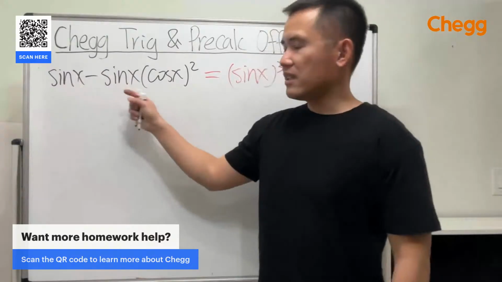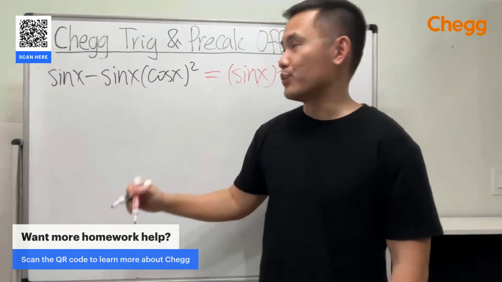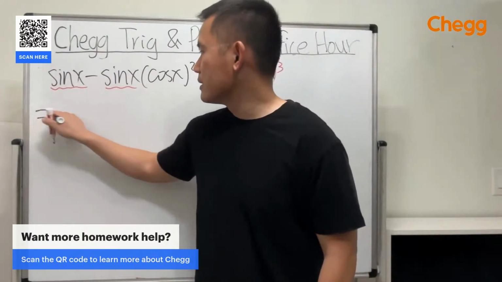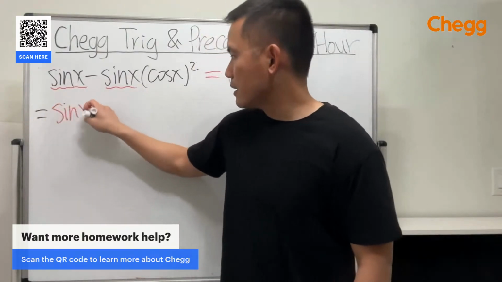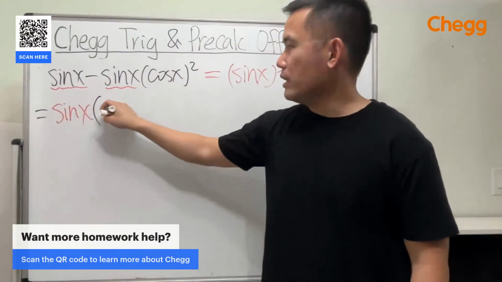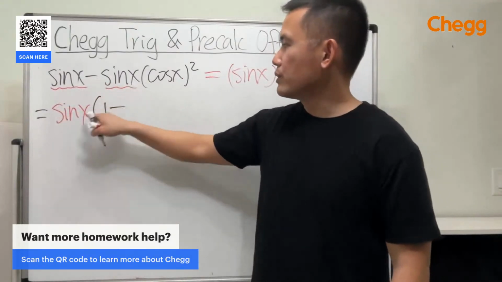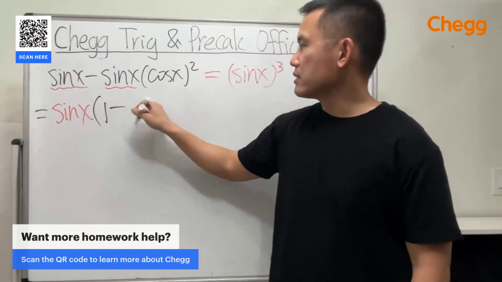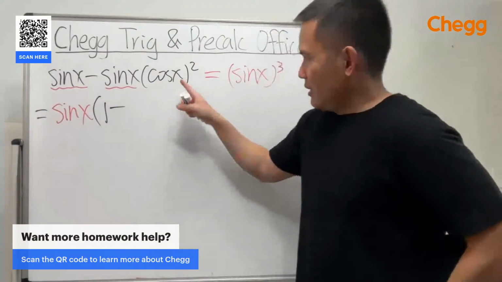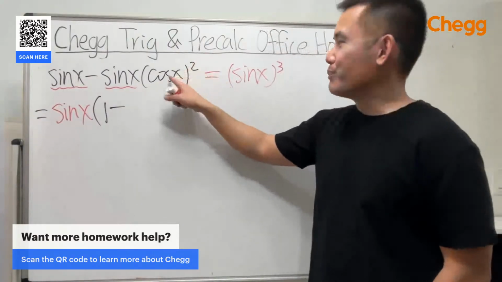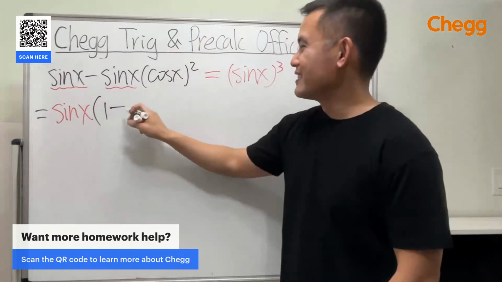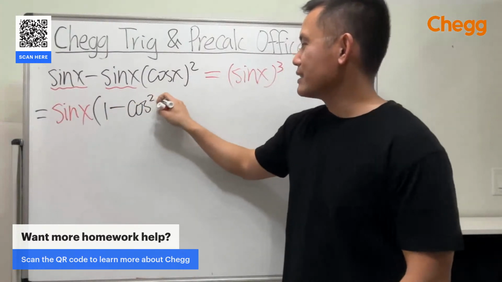Firstly, sine x, we can factor that out. So we will do that. So sine x divided by sine x, we have 1. So this is 1. Minus, we took this out already, so this right here is cosine x to the second power. We can put a 2 right here as in our discussion earlier. So 1 minus cosine squared x.